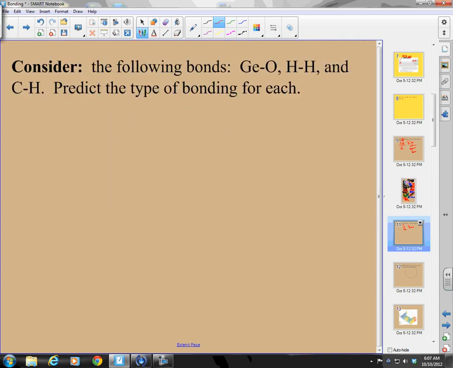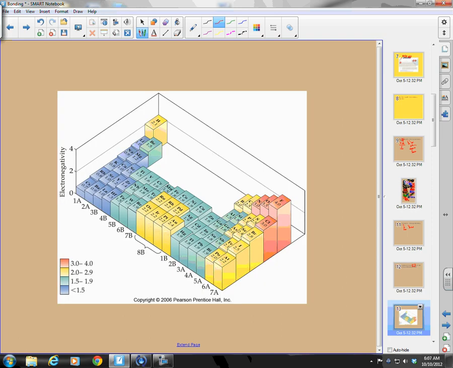Holy cow. Good. How do I predict this? Well, I need a table of electronegativities, and look at this. Yahoo! There it is. Okay, so what did we have? We had germanium and oxygen, right? Where's germanium? Right here. It looks like it's a 1.8. Oxygen is a 3.5. So I have a 1.8 and I have a 3.5.